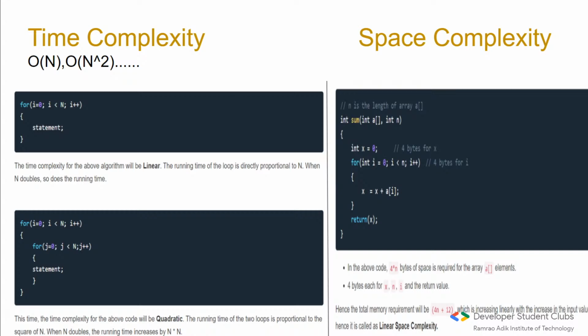It is an integer array and we know that an integer occupies 4 bytes of space. So an array of length n would occupy 4 into n bytes of space. Then we have other variables like n, x and i and the return statement itself, which are all integers. So they'll each occupy 4 bytes. So a total memory requirement of 4n plus 12 is required, but we see that this is actually proportional to n. So this is a linear type of space complexity.